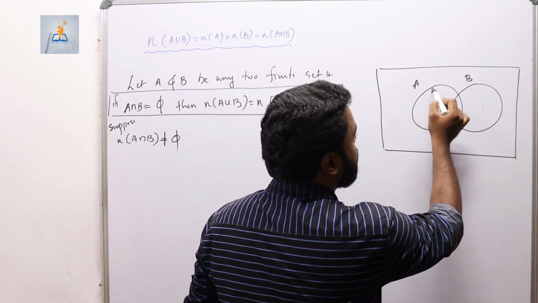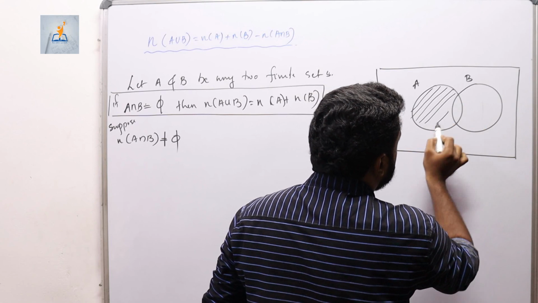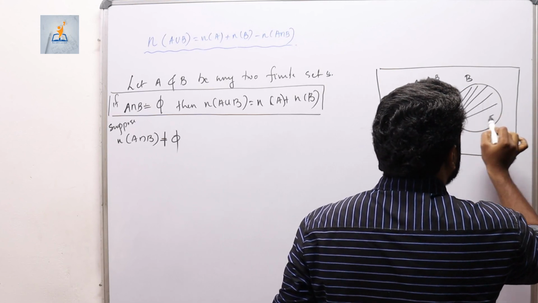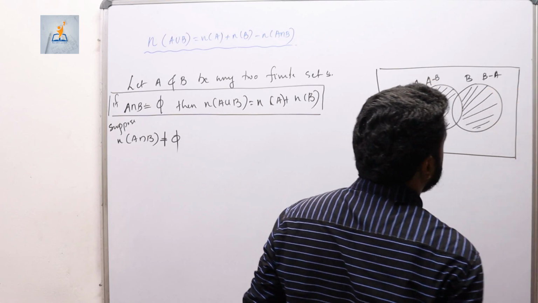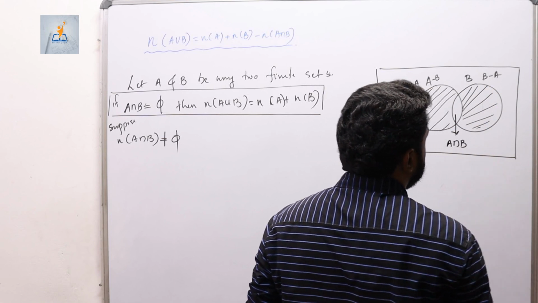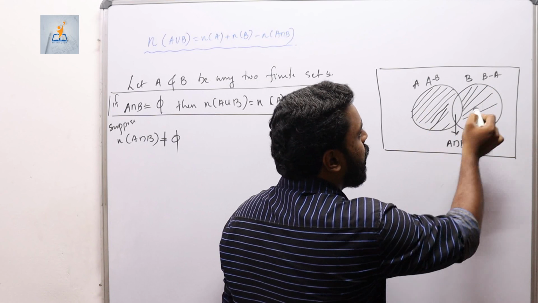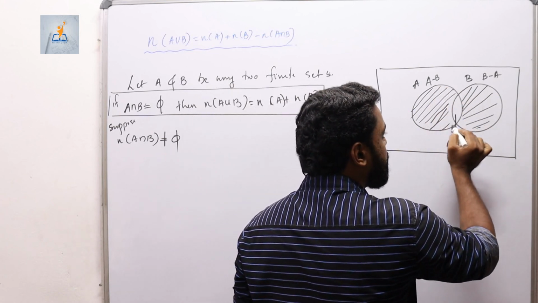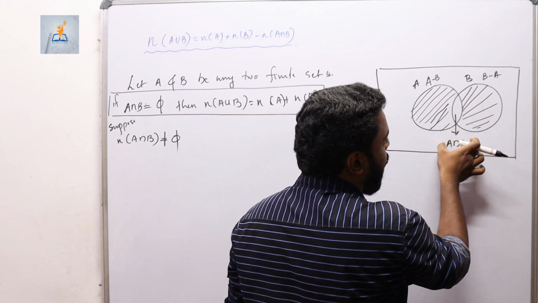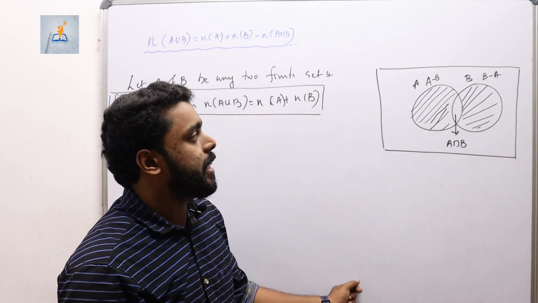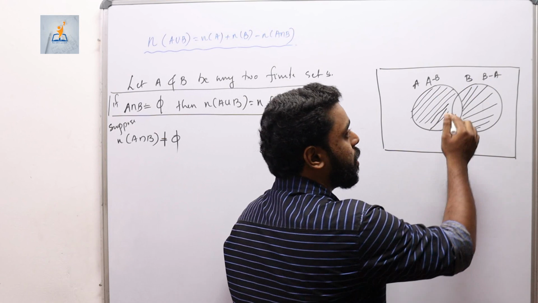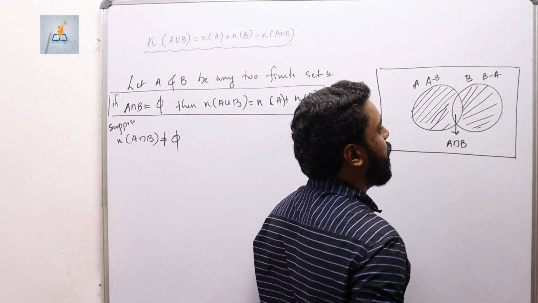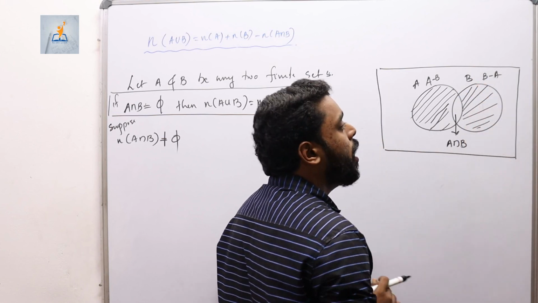Then you can see that this area is nothing but A minus B, isn't it? And suppose that this area is nothing but B minus A, and this area is equal to A intersection B. Also you can note that A minus B is this and A intersection B is this. So we can see that A intersection B and A minus B are disjoint sets, isn't it? Similarly, B minus A and A intersection B don't have any common element, so they are also disjoint sets.